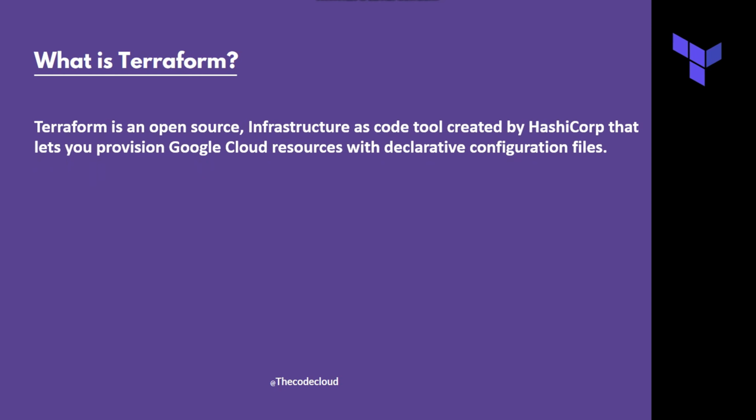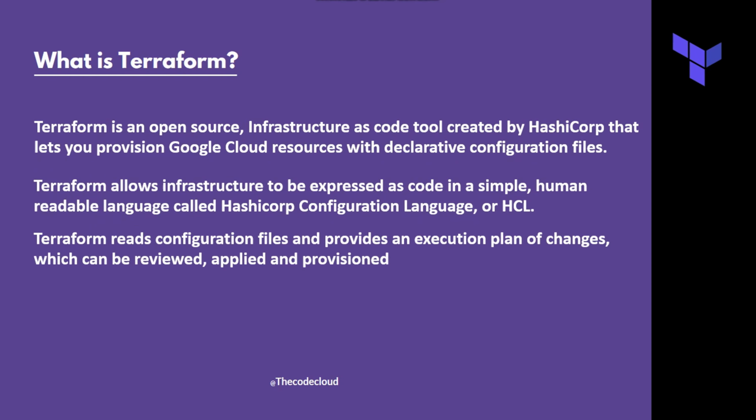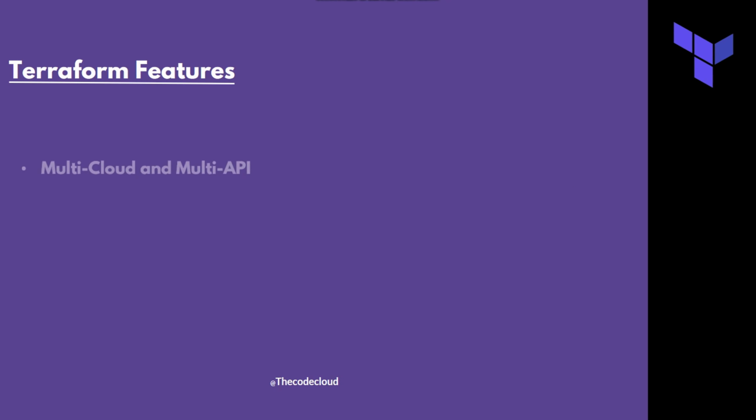Terraform is an open source infrastructure as a code tool created by HashiCorp that helps you provision cloud resources with declarative configuration files. Terraform allows infrastructure to be expressed as code in a simple human readable language called HashiCorp Configuration Language or HCL. Basically, Terraform reads configuration files and provides an execution plan of changes, which can be reviewed, applied, and provisioned. There are various features of Terraform.